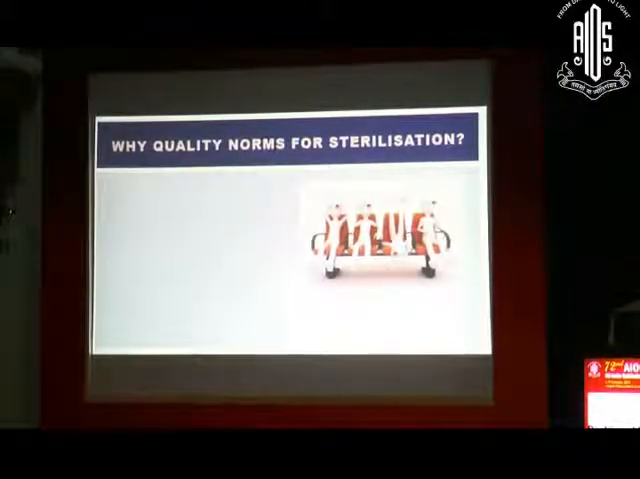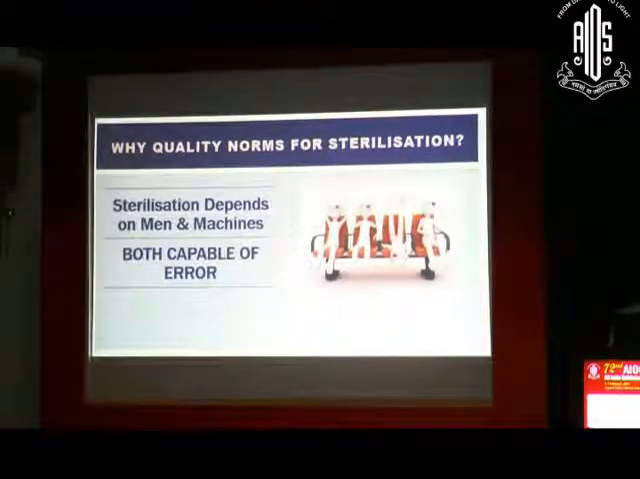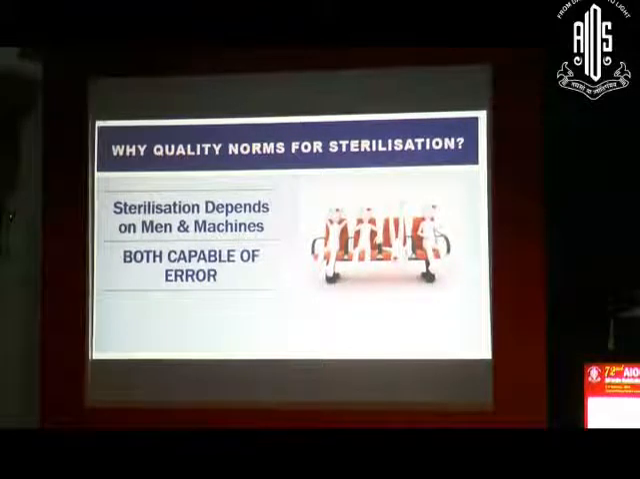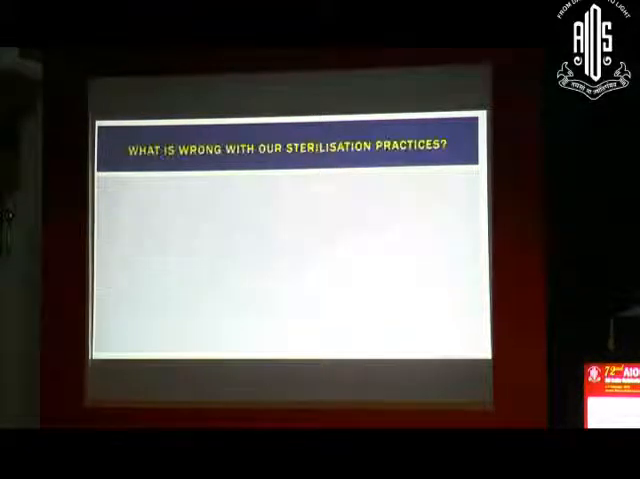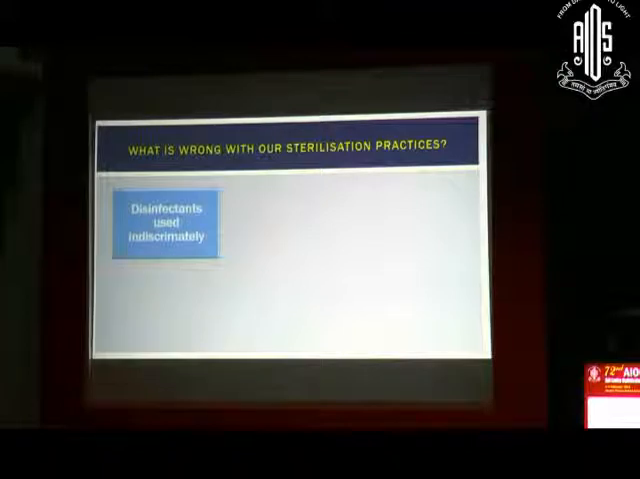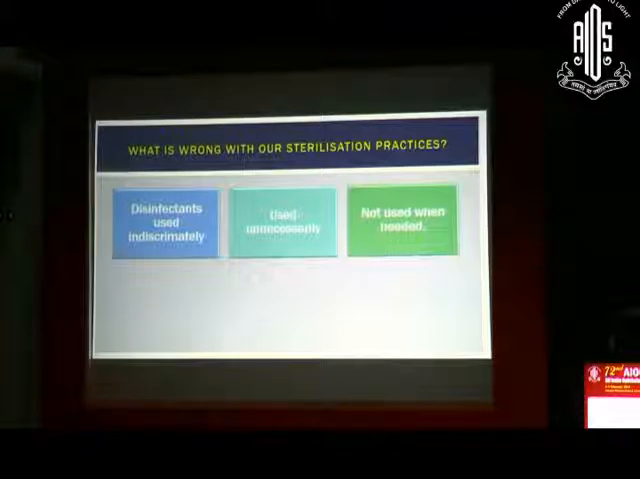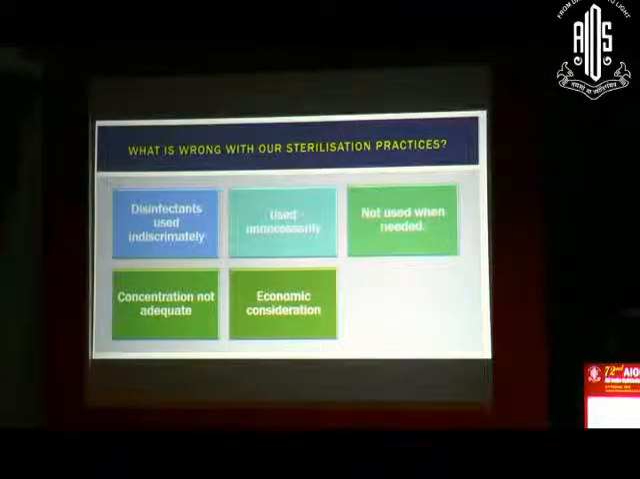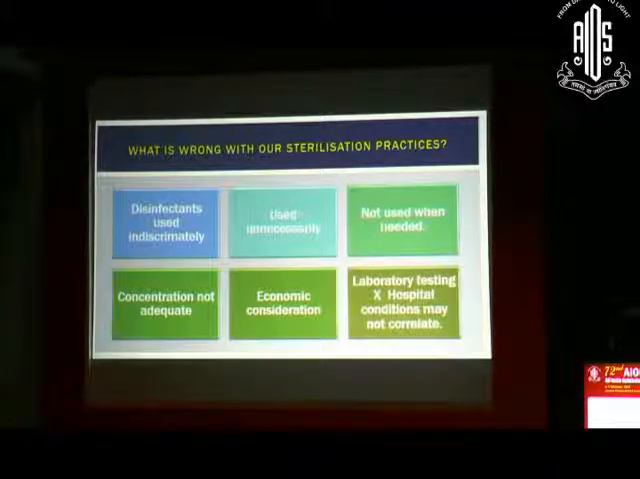And why do we need these quality norms for sterilization? Because it depends on men and machines, and both are capable of error. So we need quality norms to reduce this error and enhance the safety. So what is wrong with our sterilization practices? Disinfectants are used indiscriminately, used unnecessarily, not used when needed, and the concentration, if at all we use, is not adequate. And due to economic consideration, we do restrict the usage in certain areas.